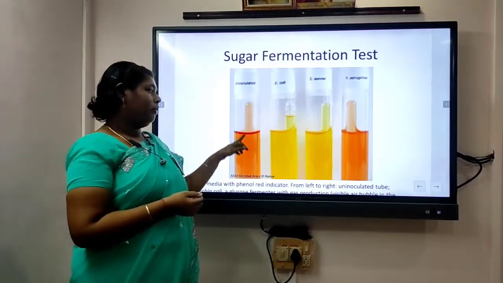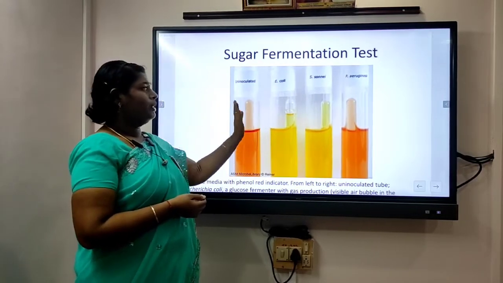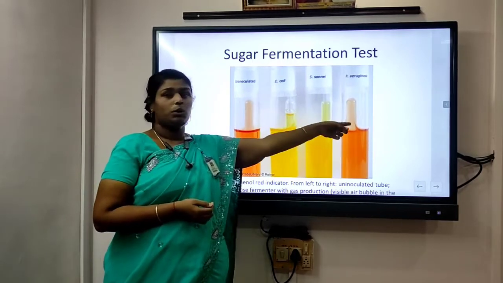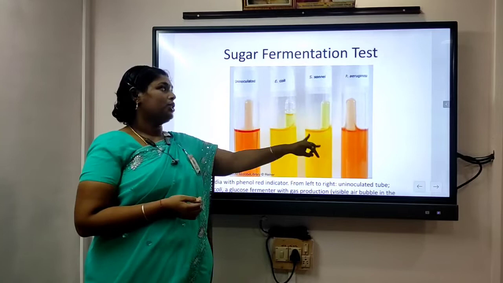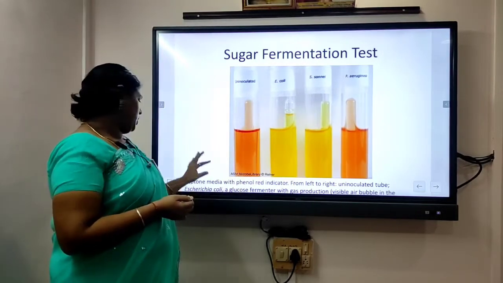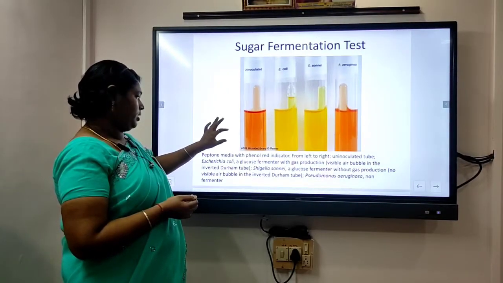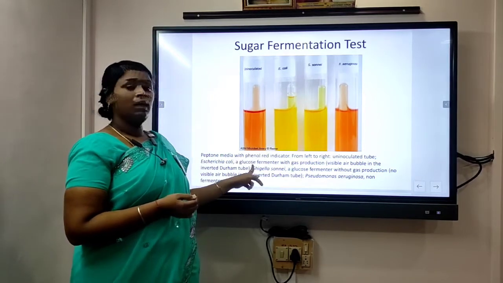So the medium will be orange in color. We have used three different organisms: E. coli, Shigella sonnei and then Pseudomonas aeruginosa. See, these two organisms, E. coli and Shigella sonnei, are positive for the sugar fermentation. What is the sugar that we used? See, this is the glucose. So the sugar used in this medium is glucose.